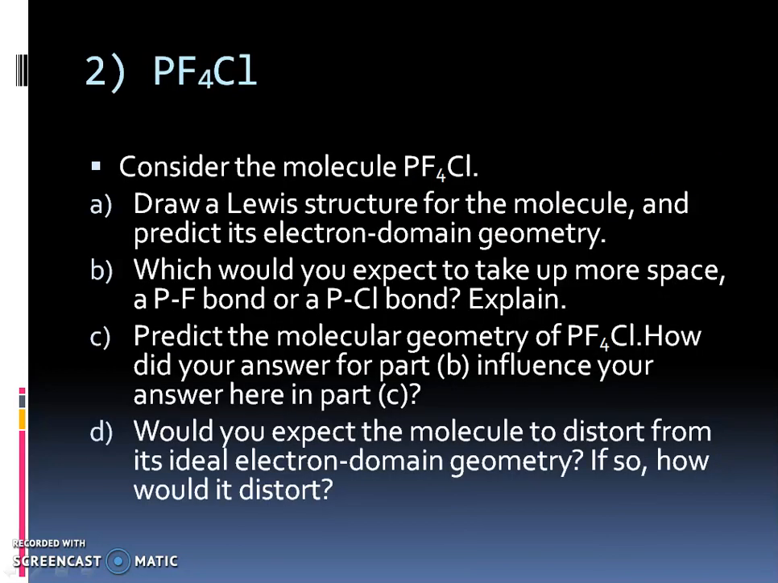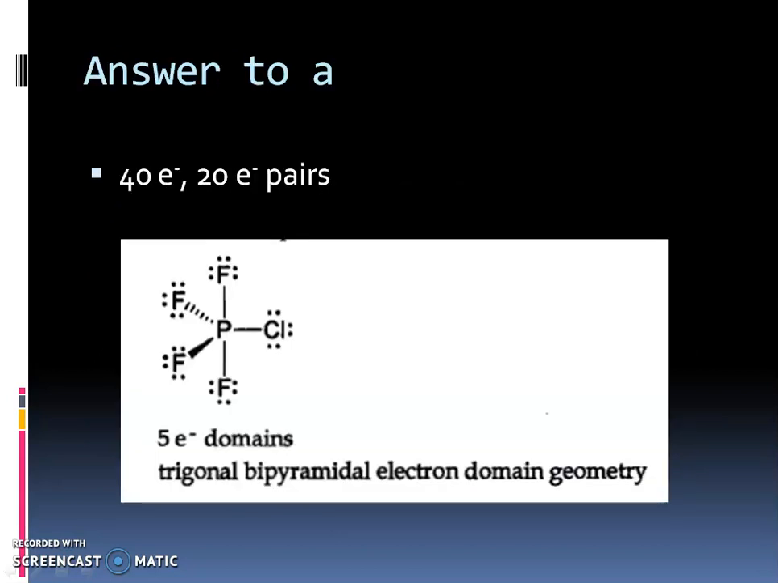Number 2, PF4Cl. Okay, let's see what you got versus what I got. So A is your structure. And I also want to point out that, again, notice how you have dash marks and a triangle here. That's just to show depth, right? It's to show 3D. You do not have to do that. You should show lines for bonds and dots for your electrons, but make sure to have all of these dots around chlorine and fluorine and such.